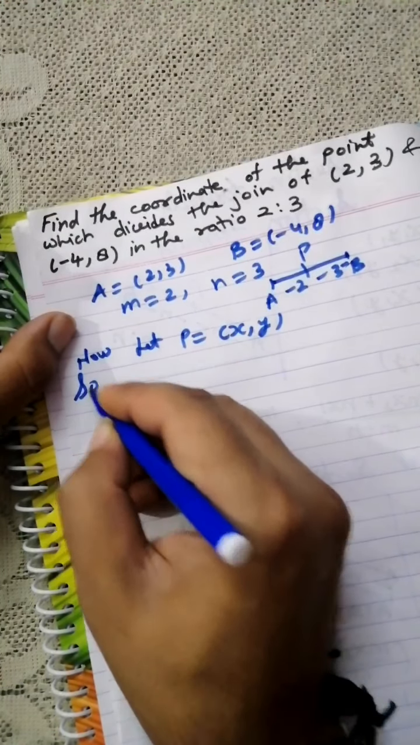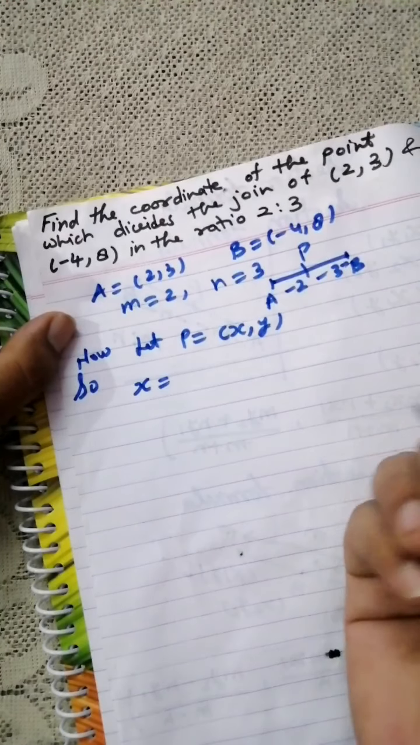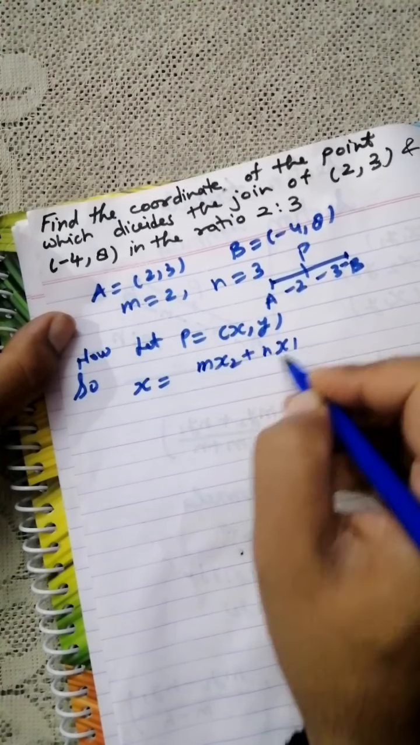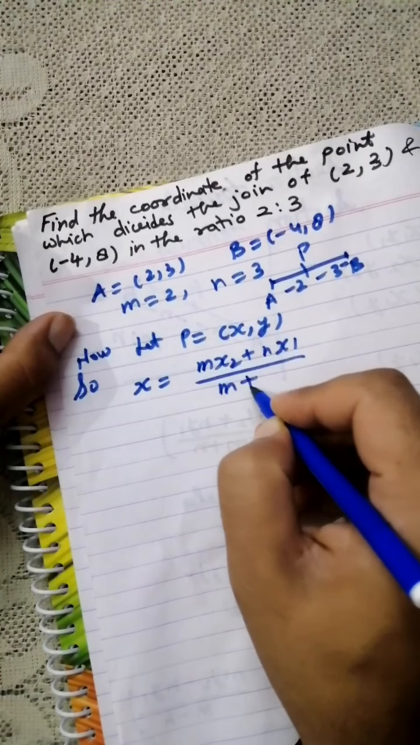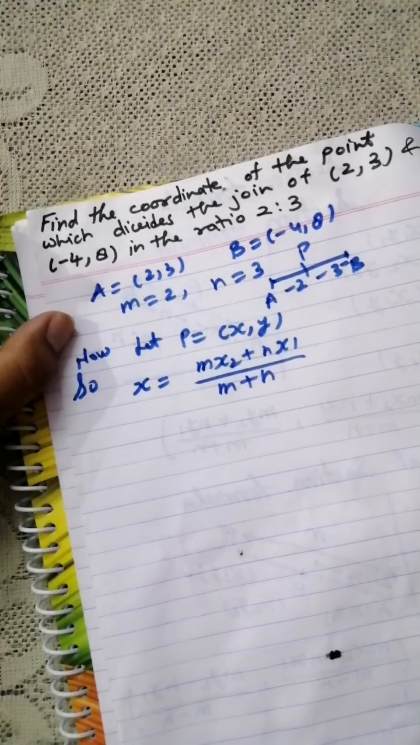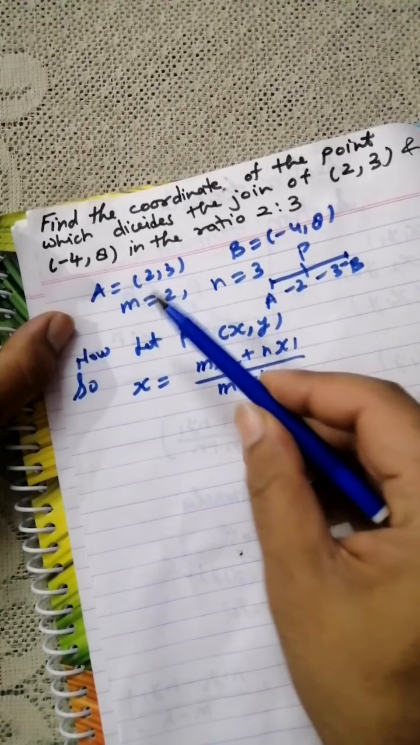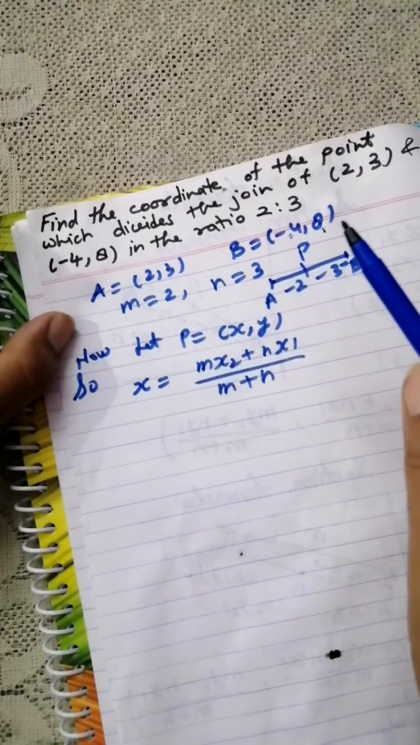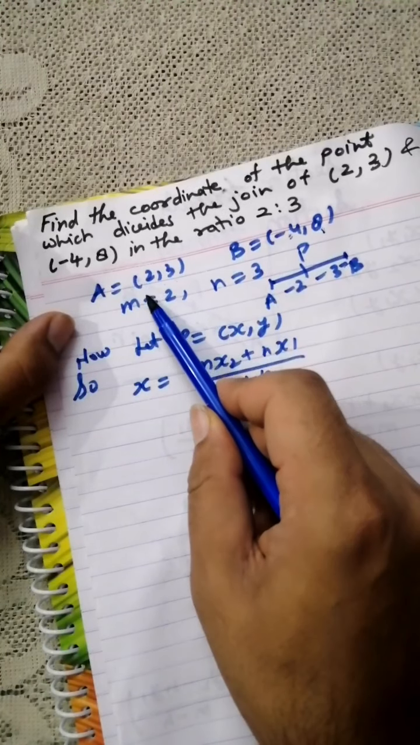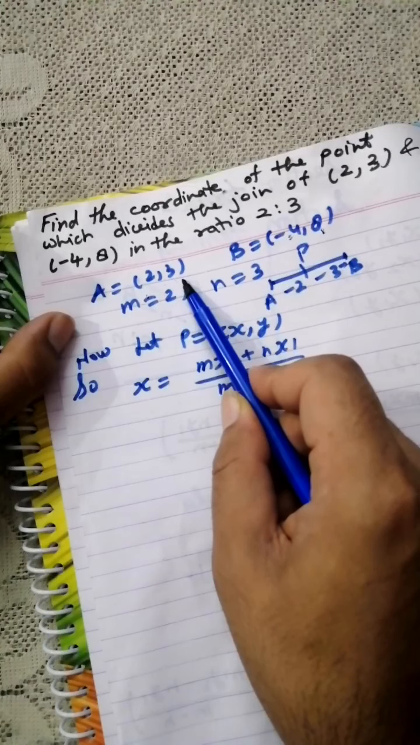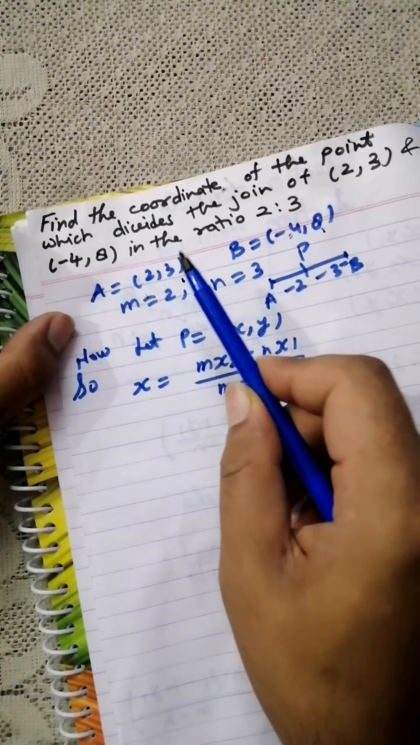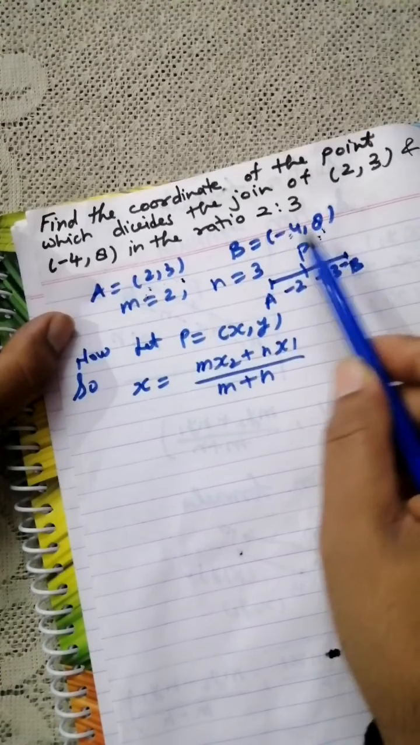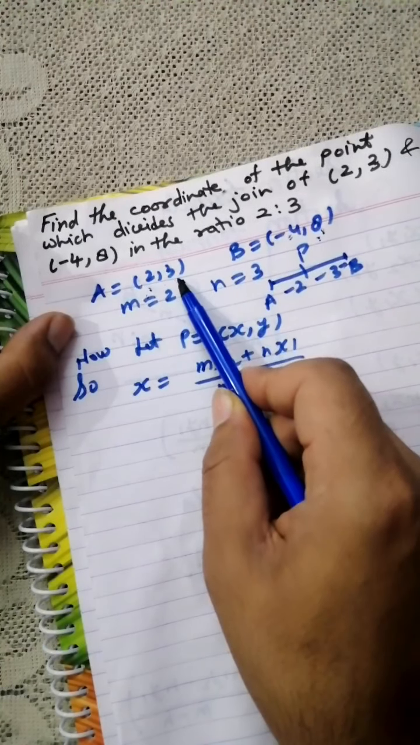So I can write x equals, according to that formula, mx2 plus nx1 upon m plus n. Now again I will say only one thing, it's your choice. You can take x1 y1 as this, or you can take x1 y1 as this, but remember one thing, if you are taking x1 then this will be y1 absolutely. You cannot take x1 as this term and y1 as this term. If you are taking this x1, it will be y1.